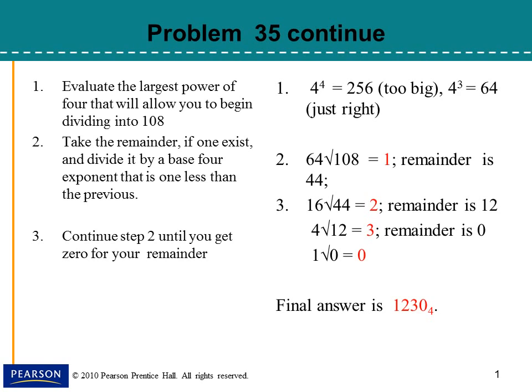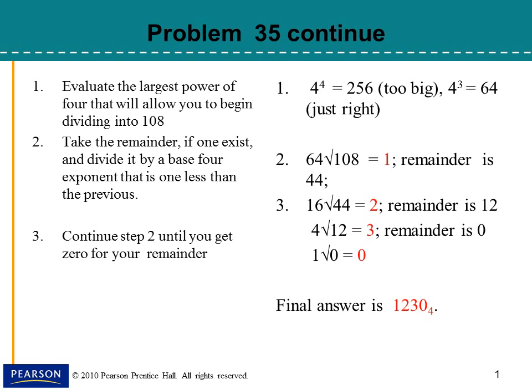I'll give you some examples. Let's say 4 to the fourth. Well, 4 to the 4th equals 256. It's too big. But 4 to the 3rd is 64. It's just right. So we're going to take 64 and divide it into 108 and begin our division process. It goes in one time, and we have a remainder of 44.